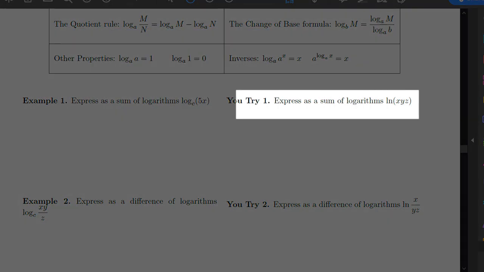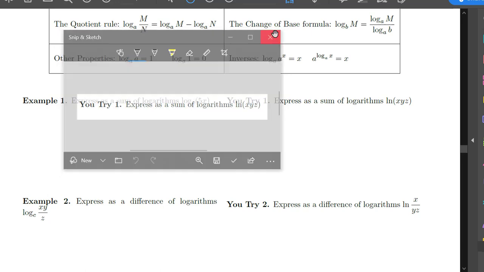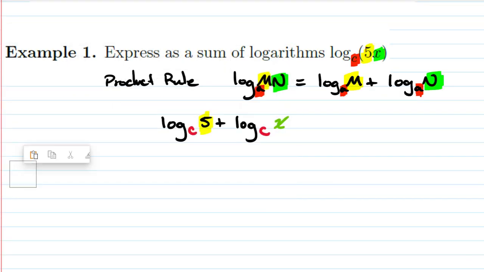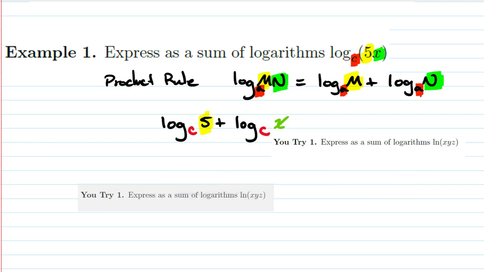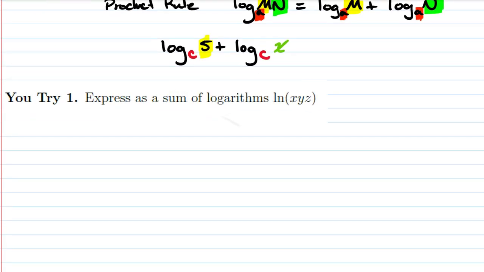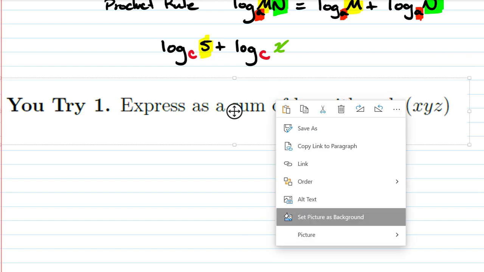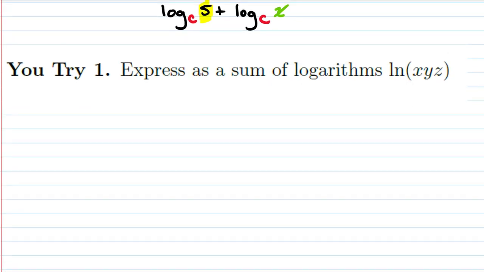All right, it's now your turn. So before I turn you loose to work on this example, how many times are we going to need to use the product rule? Well, we have 1, 2, 3 factors, so we're going to end up with 3 logarithms. And we're going to get the natural logarithm of x plus the natural logarithm of y plus the natural logarithm of z by using the product rule twice.